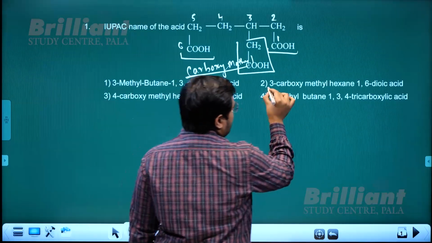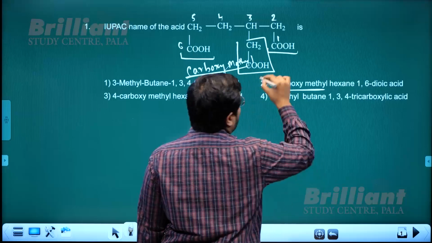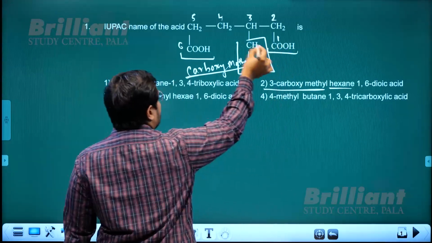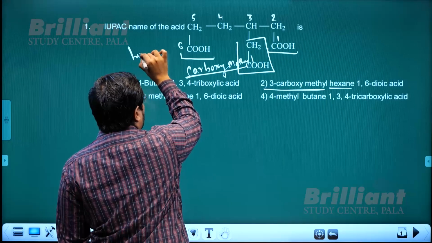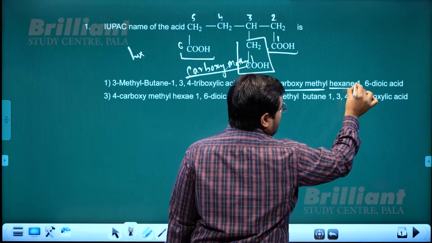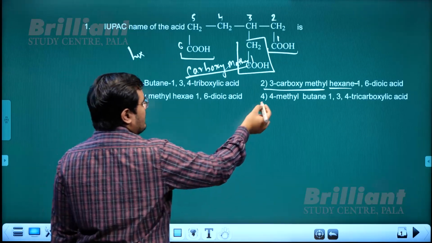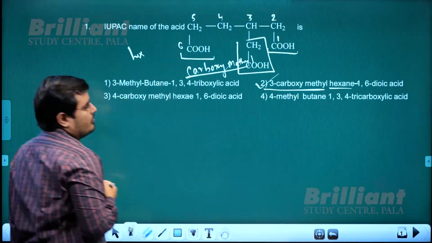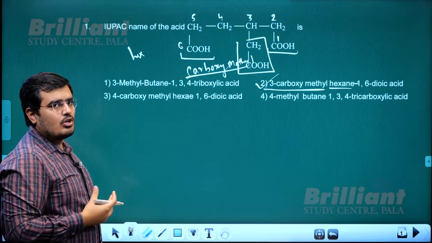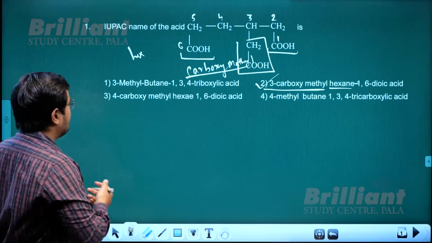So it will be 3-carboxymethyl hexane, because the word root for the 6 carbon chain will be hex, and it is hexane-1,6-dioic acid. So the answer for this question will be option 2. You guys already know the rules for the nomenclature of carboxylic acids.